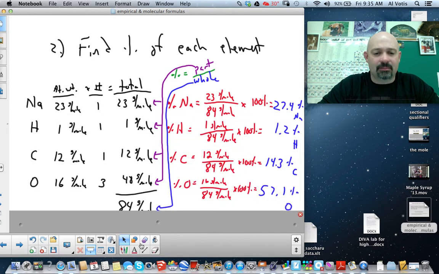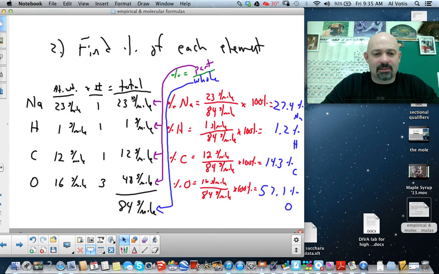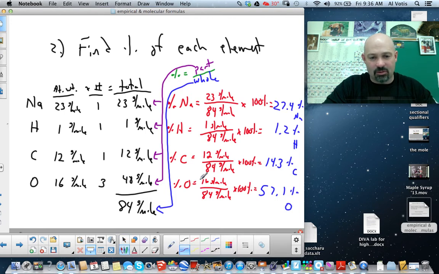So I've done that here. I've taken my molar mass. My percent of sodium is going to equal how much sodium there is divided by the overall total mass, 84, times 100, which is 27.4% sodium. Same for hydrogen: 1 divided by 84 times 100 would be 1.2% hydrogen. 12 divided by 84 gives 14.3% carbon. And 16 divided by 84, actually it should be 48 divided by 84, to get 57% oxygen. I was going to change that before, so let's do that now. 48. There we go. That looks better, right? Okay, and that's how we get our percentage.